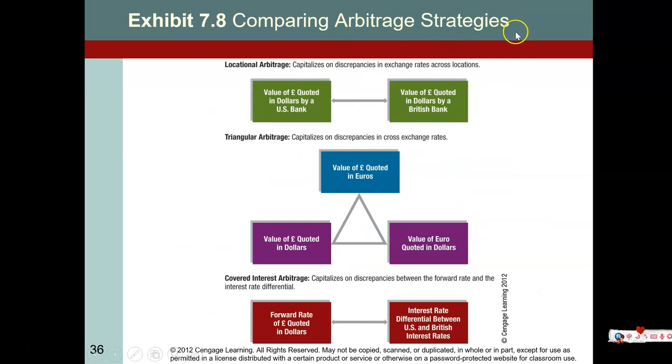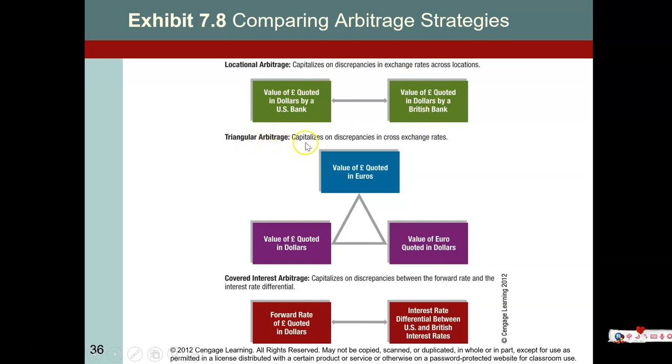Comparing arbitrage strategies. Location arbitrage capitalizes on discrepancies in exchange rates across locations. Value of pound quoted in US dollars by a US bank, value of pound quoted in dollars by a British bank. Okay, you can always compare them.